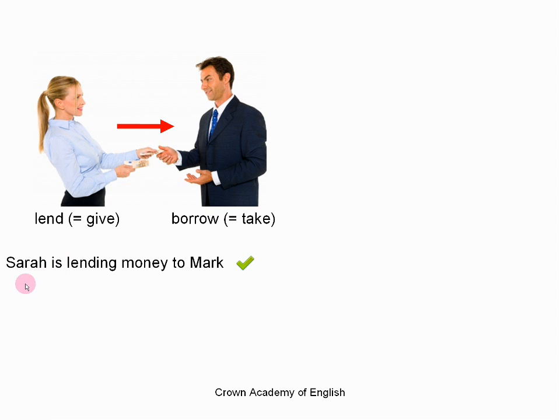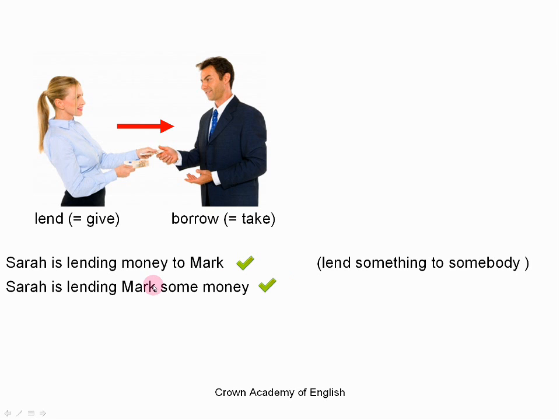So Sarah is lending money to Mark. You can see the structure of the sentence is we lend something to somebody. So the to is important. We lend an object, something, to somebody else. Sarah is lending something, which is the money, to Mark. And we can also say Sarah is lending Mark some money. The meaning of these two sentences is exactly the same, but two different structures, two different ways of using the word lend.